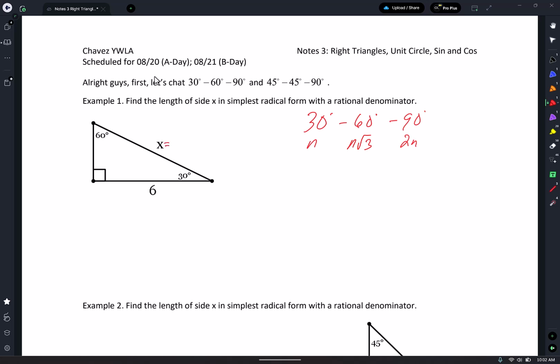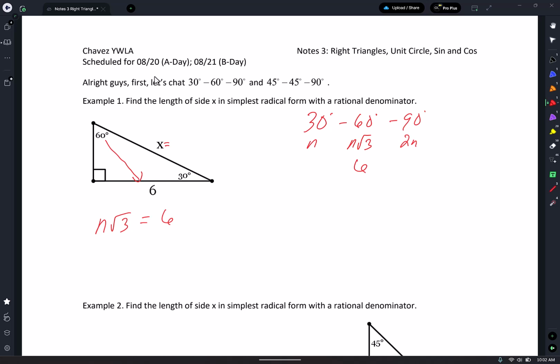They call that x. So I say, okay, right now they give me the 6, which is the long leg. So I'm going to write n square root of 3 equals 6. In order to get the hypotenuse, you have to find the short leg and then double it. I have to find n first. Are we still okay, guys? All right, how do I get n by itself?